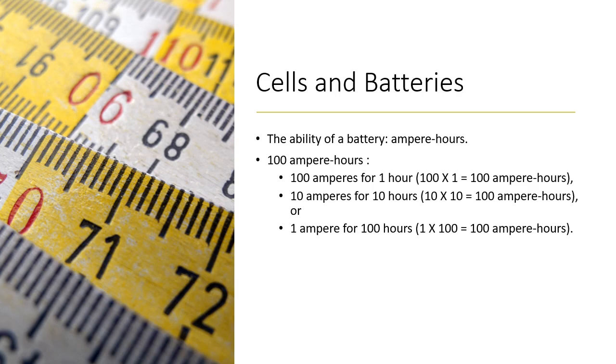The ability of a battery to deliver power continuously is expressed in ampere-hours. A battery rated at 100 ampere-hours can continuously supply any of the following: 100 amperes for 1 hour, 100 times 1 equals 100 ampere-hours; 10 amperes for 10 hours, 10 times 10 equals 100 ampere-hours; or 1 ampere for 100 hours, 1 times 100 equals 100 ampere-hours.